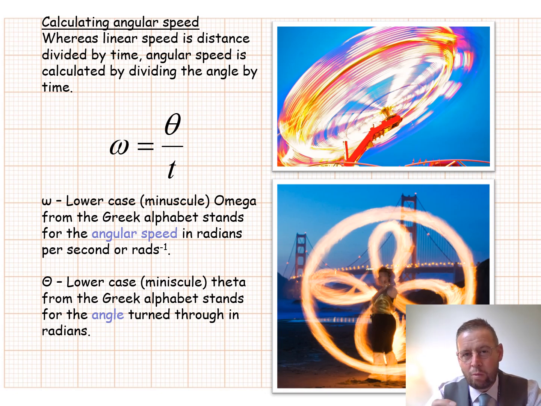So here it is. I want you to notice the similarity with normal speed. Speed is measured as the distance per unit time, and this is the angle per unit time. So you need to think that angular speed is very similar. It is an analog of linear speed, and the formula looks the same.